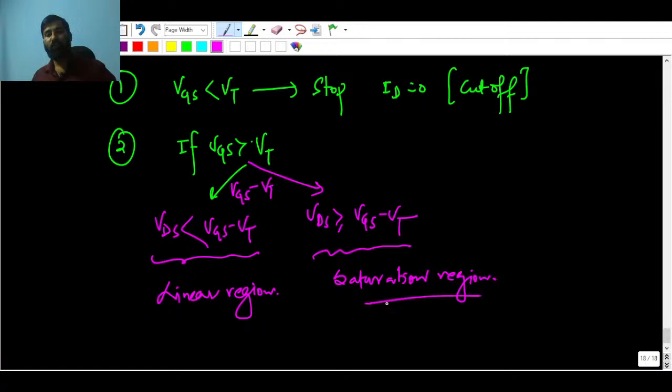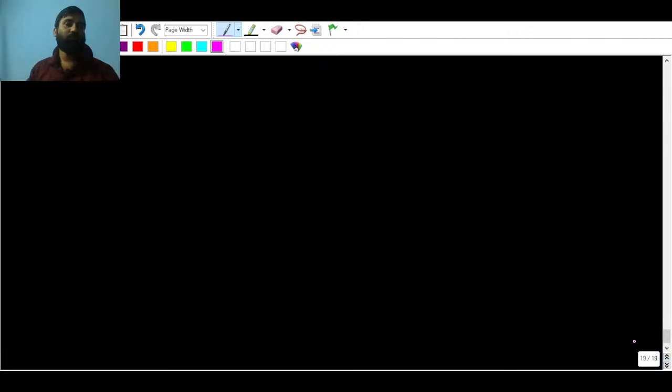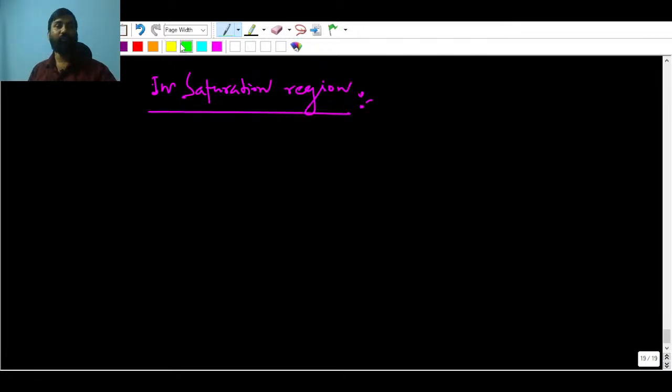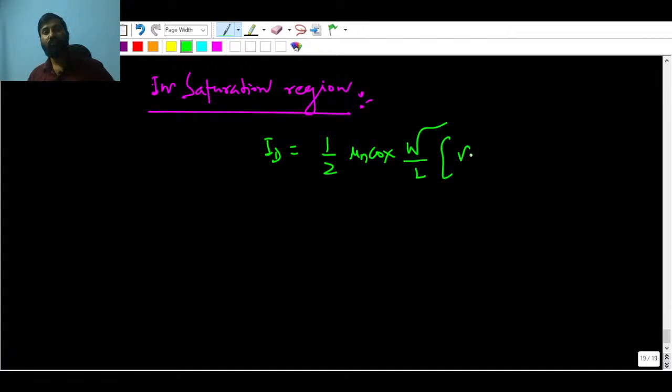This is what I wanted to tell you extra. In the case of the linear region, you have seen the current equation, and in the saturation region, your MOSFET behaves like an amplifier. For the MOSFET to behave like an amplifier, you have to work in the saturation region. So your ID will always be equal to 1 by 2 µnCox W by L, the aspect ratio, times VGS minus VT squared.